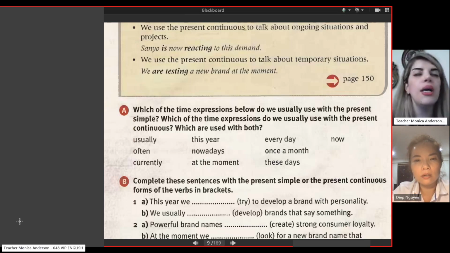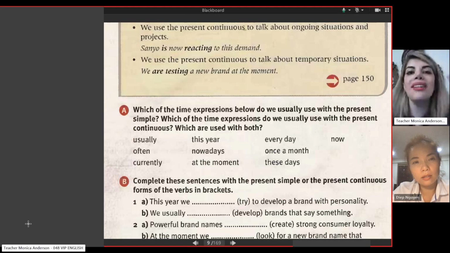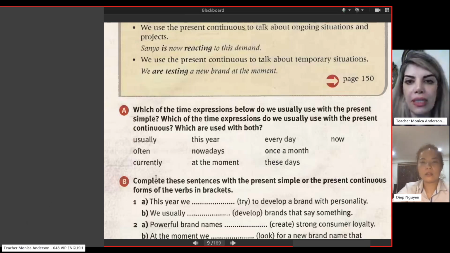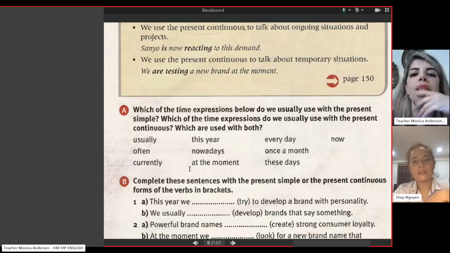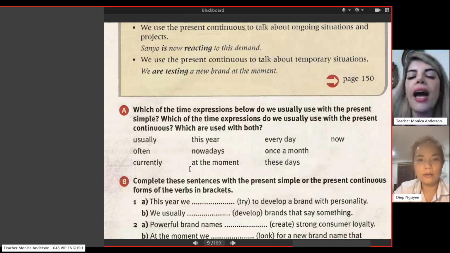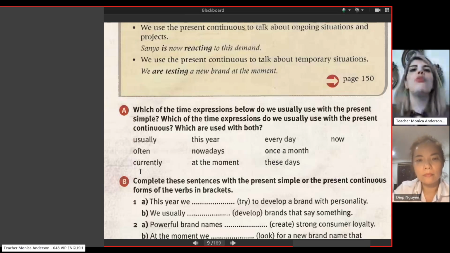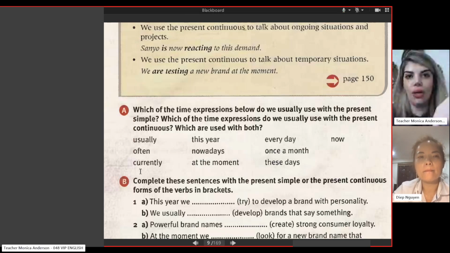Currently means at the present time. Yes, at the present time, not now. So, present simple. For example, I study English currently. It means present time, I study English, maybe Sundays, Mondays, Tuesdays. So this is something in present time, but not right now. So this is present simple.